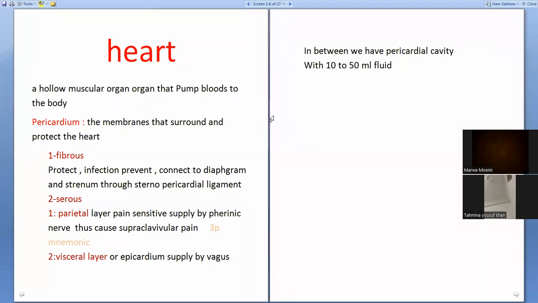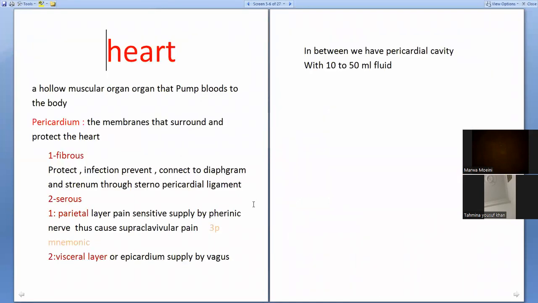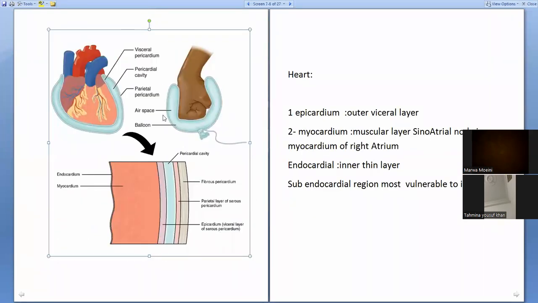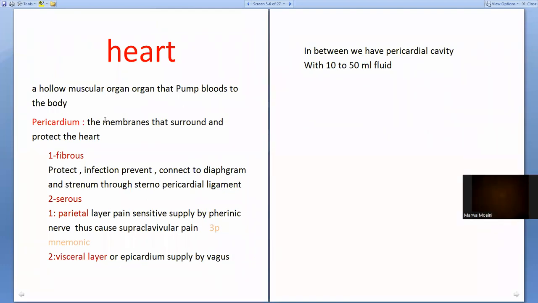Okay. So we said that the heart is located in the mediastinum, but Allah has protected the heart in a fibrinous or membranous layer. This is your heart. It is being protected by this layer. This layer is called the pericardium. You may have heard about it, right? The pericardium is the layer which protects or covers the heart. So now we will study the pericardium, the membranes that surround and protect the heart.